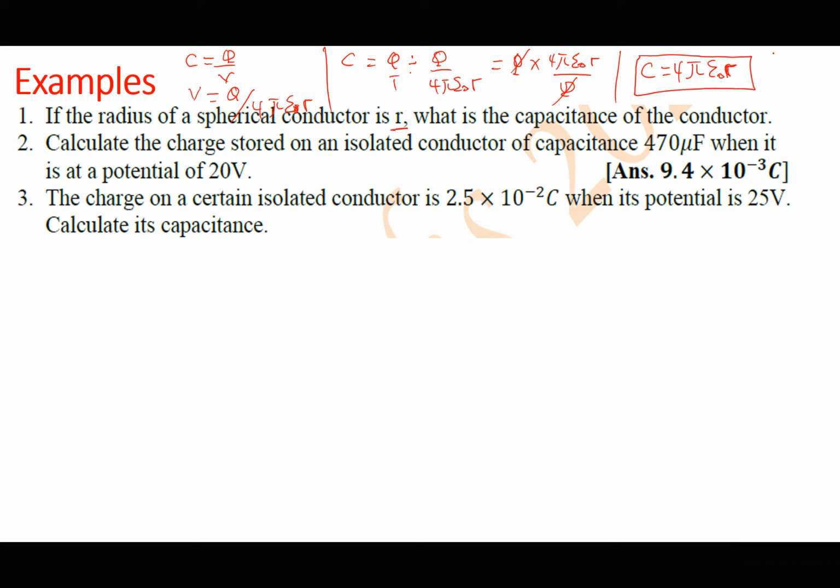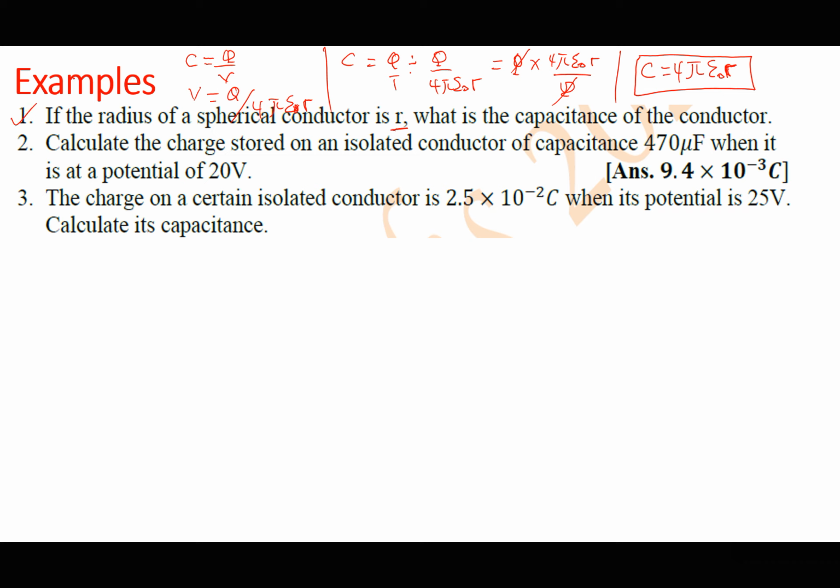Because remember, the charge of a conductor resides on the surface. So it means inside the conductor, the net charge is zero. That's why later on in electric fields, you might have said that the electric field strength inside the conductor was zero. We shall see that under electric fields. So that is question number one.